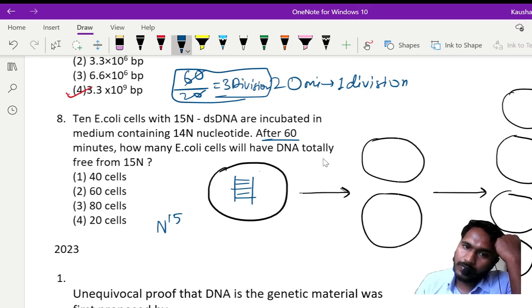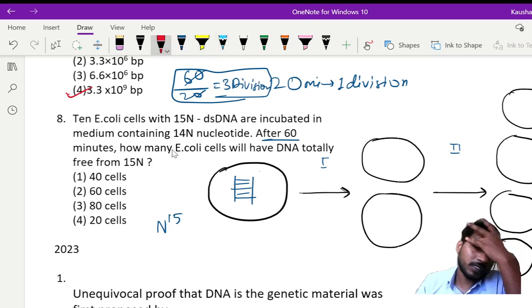Now this is the first division, second division, and then third division. In one division, how many cells will you get? From one cell you will get 2. From the second division, from 2 you will get 4, and from 4 you will get 8. Let's see how many N14 cells there are.